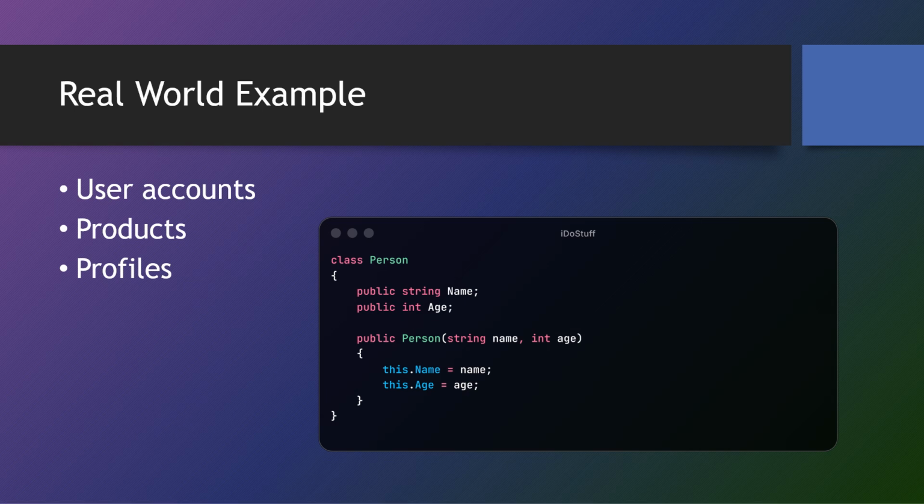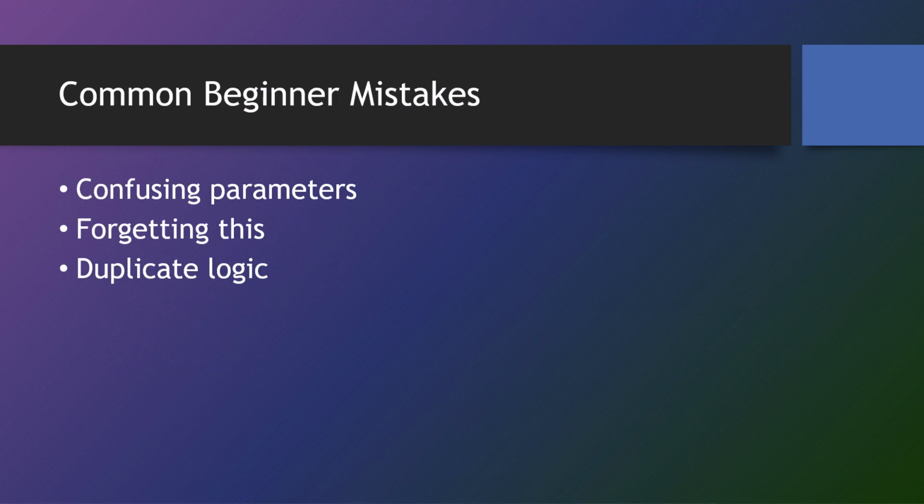Common beginner mistakes. A common mistake is repeating the same logic across constructors. Another is forgetting to use this when names clash. Some beginners also assume constructors behave like normal methods. Once you understand their purpose, these issues disappear.